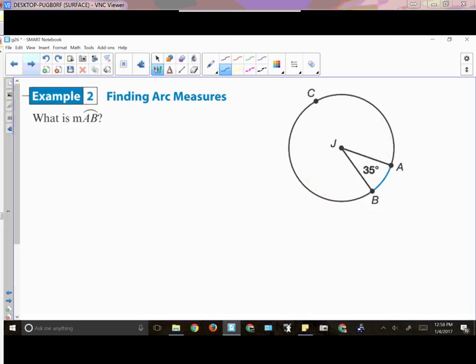So, let's try this. What is the measure of arc AB? What's the arc measure? 35 degrees. How do I know that? Because it tells me that this angle here is 35 degrees, so if that angle is 35 degrees, that arc measure is 35 degrees. That's just the way it is.